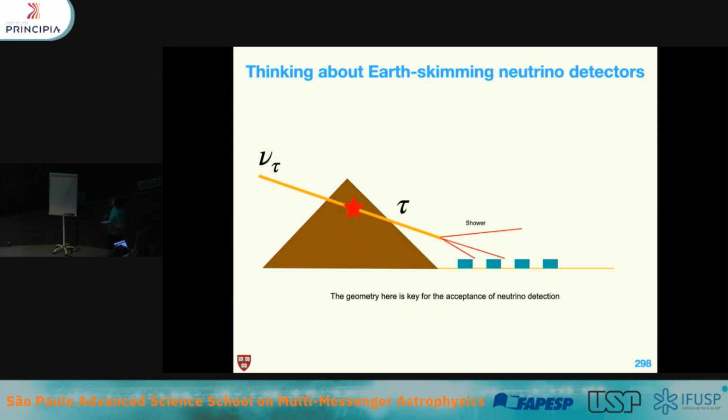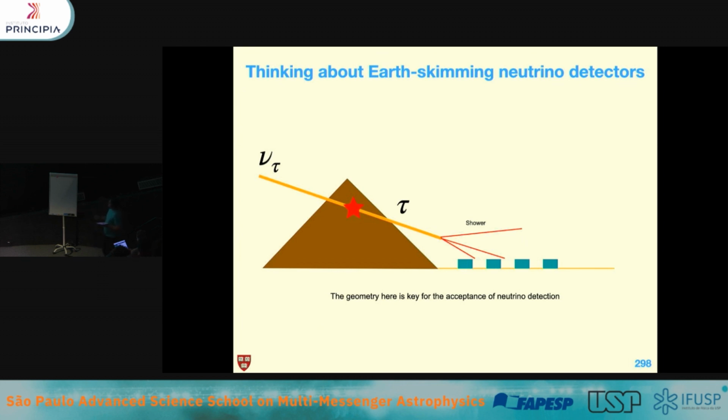I have another idea which I like, which is the fact that you can also use mountains to detect neutrinos. So the idea here is you have a neutrino here, it comes in, hits a mountain, and makes a tau. The tau comes out, it makes a shower, and you have detectors here. This is actually done in Auger for detecting neutrinos, but so far has put only upper limits.